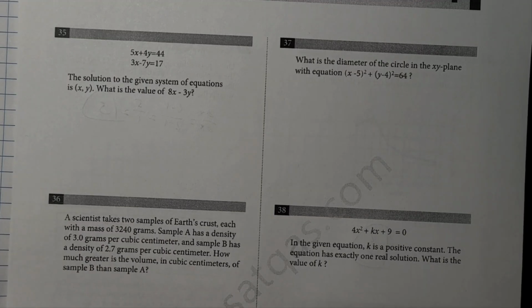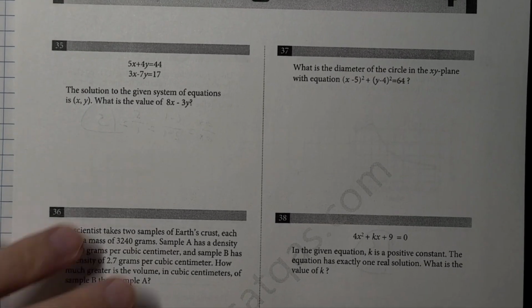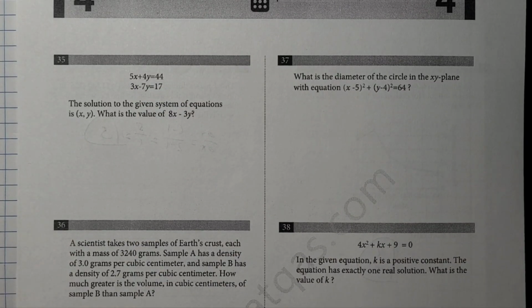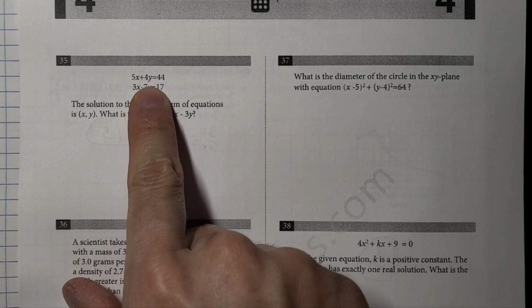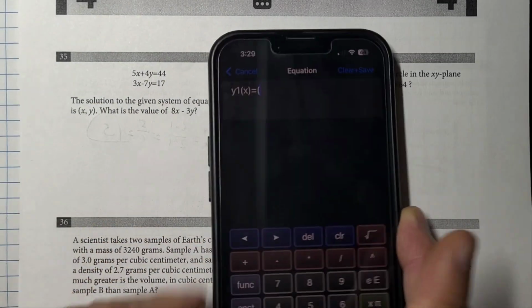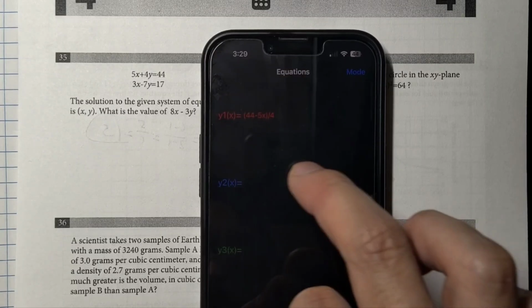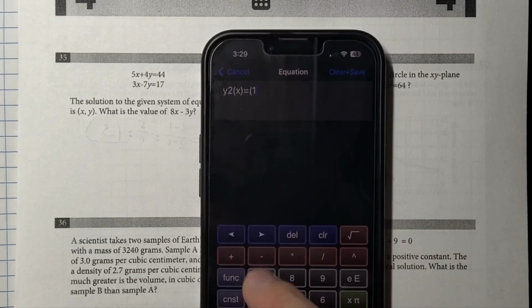The solution to the given system of equations is (x, y). What is the value of 8x minus 3y? Honestly, at this point, you can just graph it in your calculator as well. So let me just do that. The first equation would be (44 minus 5x) divided by 4. Your second equation would be (17 minus 3x) divided by -7. Graph it.